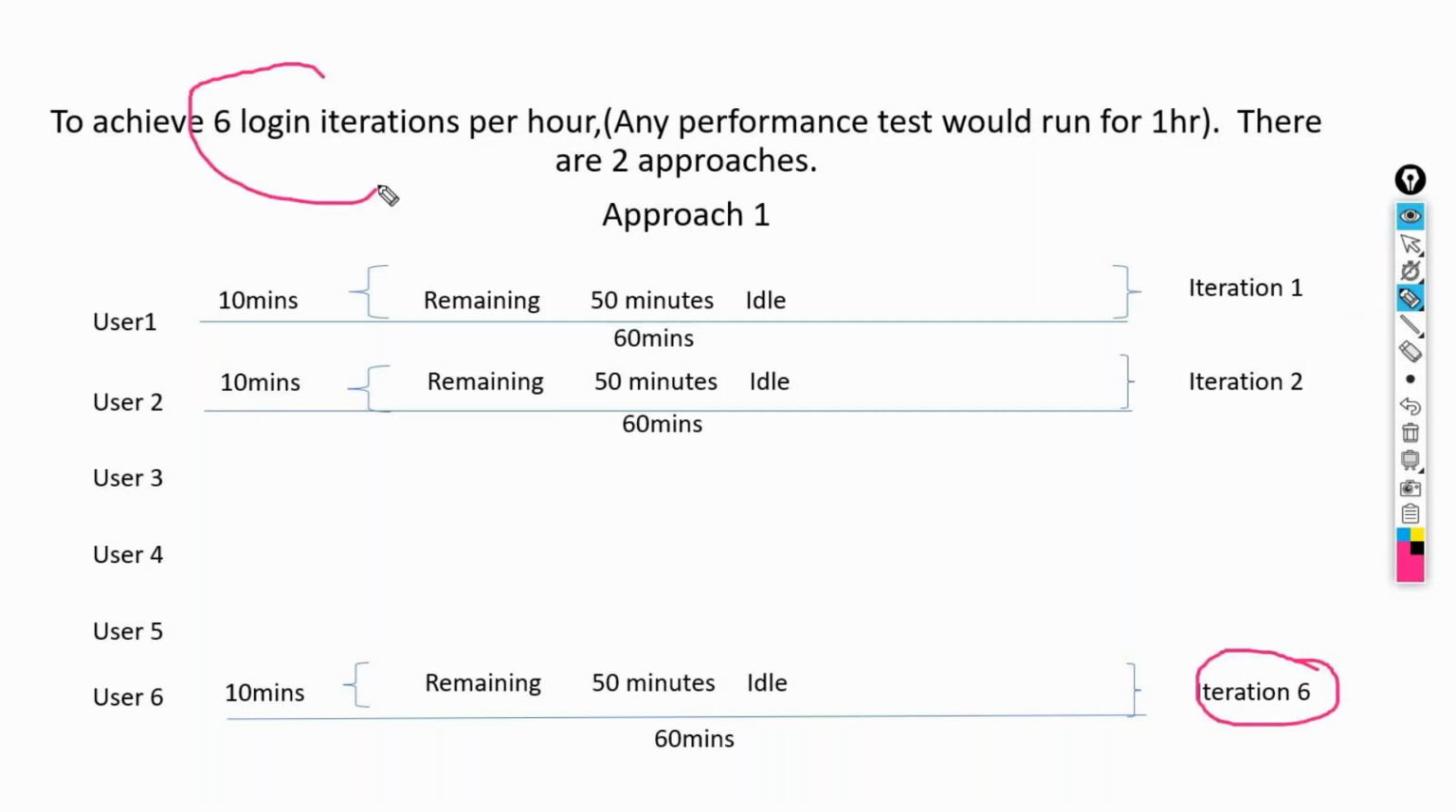That is the target given per hour. Okay, we completed it in 1 hour. The first user completed the first iteration in 10 minutes. The second user also completed one iteration in 10 minutes. Similarly, the third, fourth, fifth, and sixth also did. This is approach one.